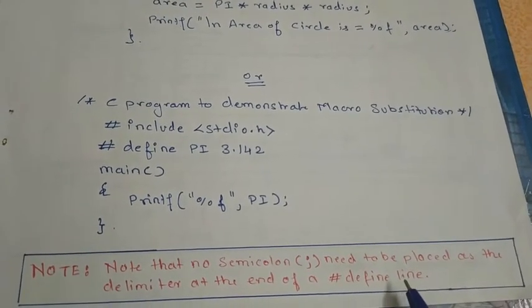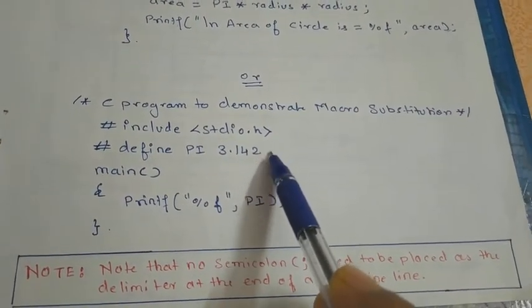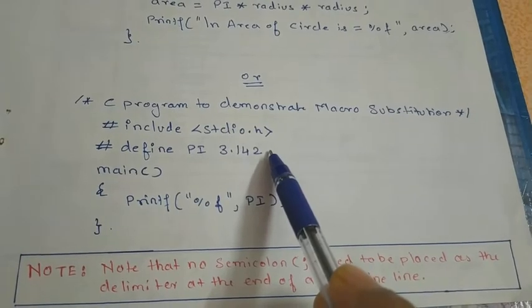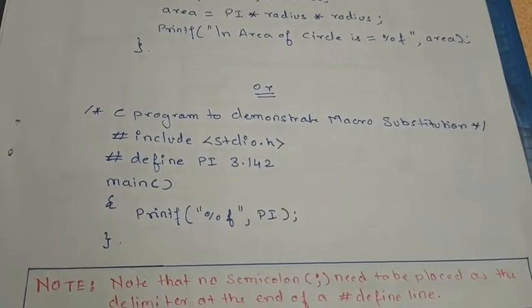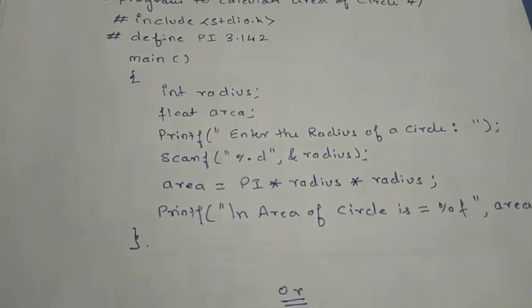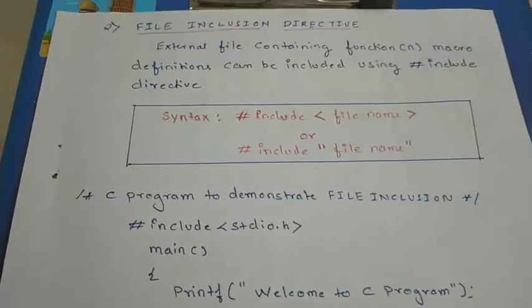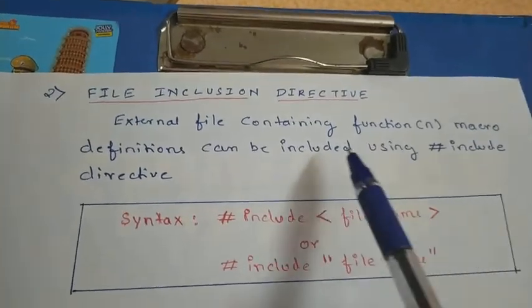As I already told you, there is no semicolon here. You don't require a semicolon as a delimiter at the end of the #define line. So that is an important thing that you need to remember. This is all about your macro substitution. Okay, the next part what we have is a file inclusion directive.